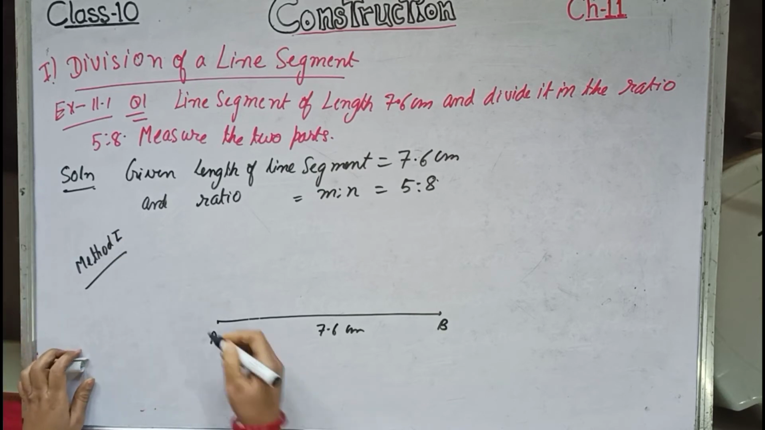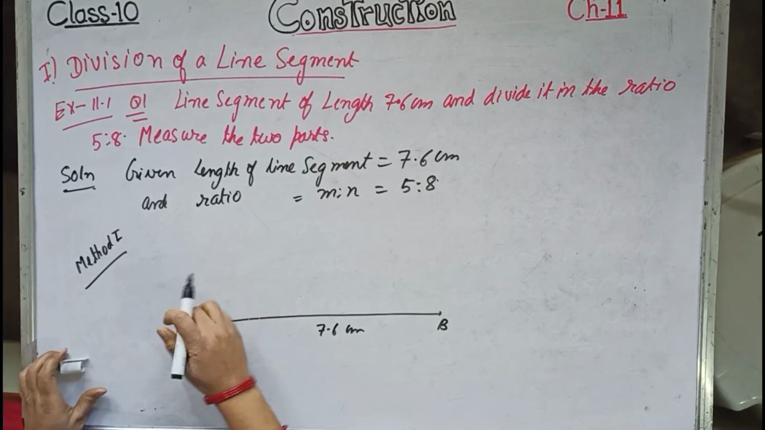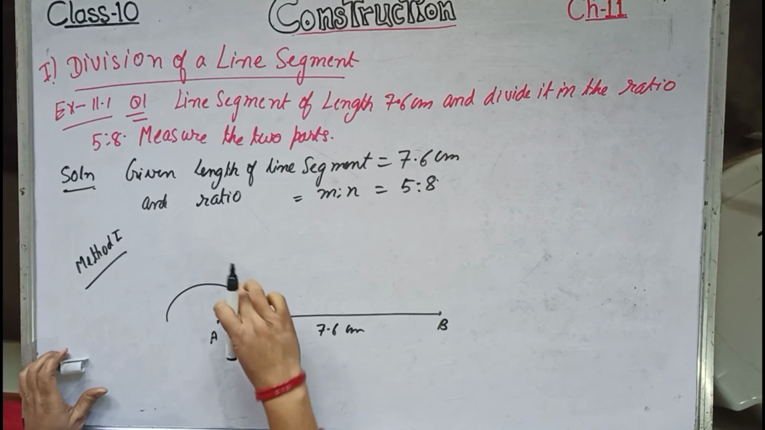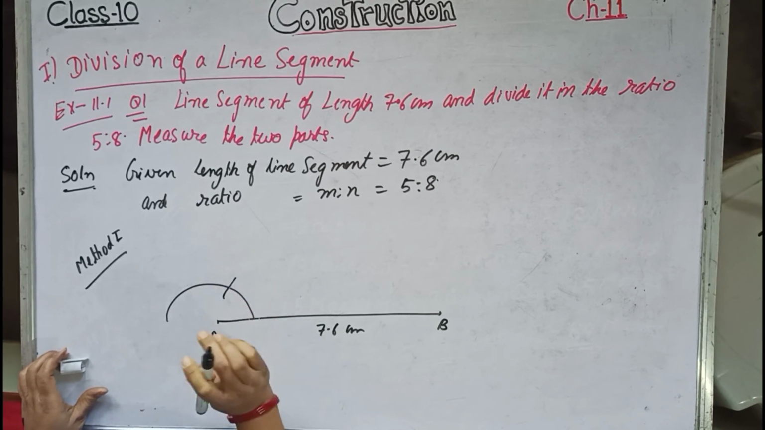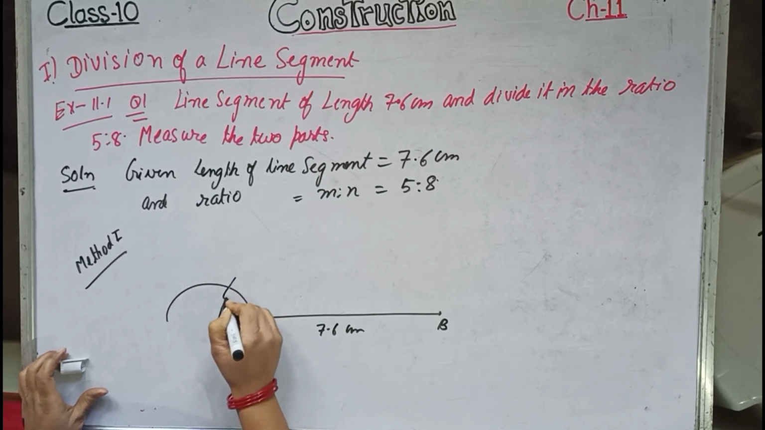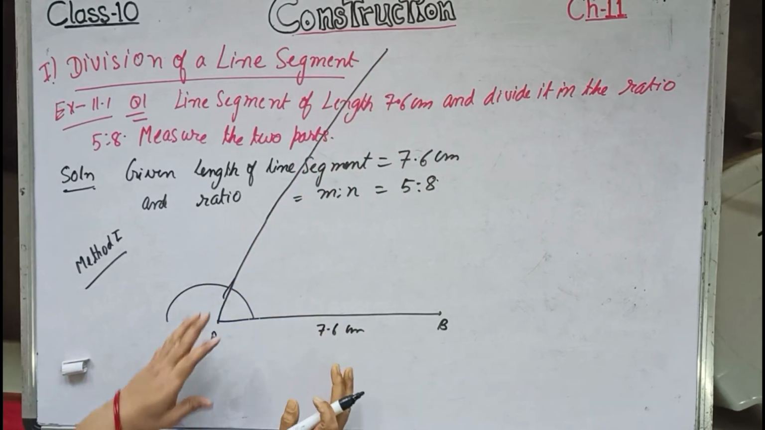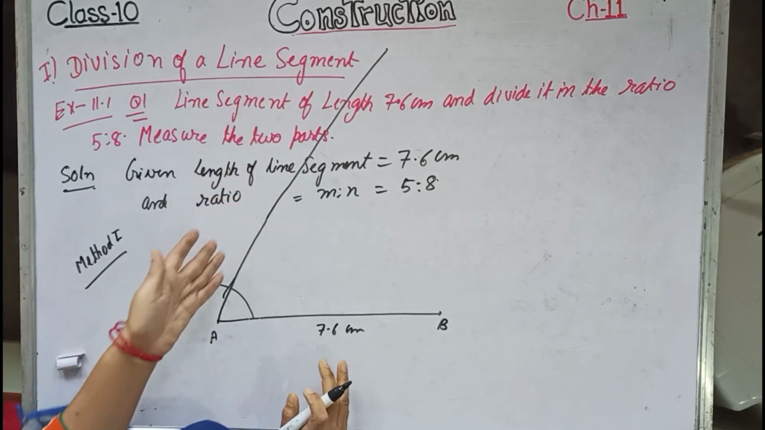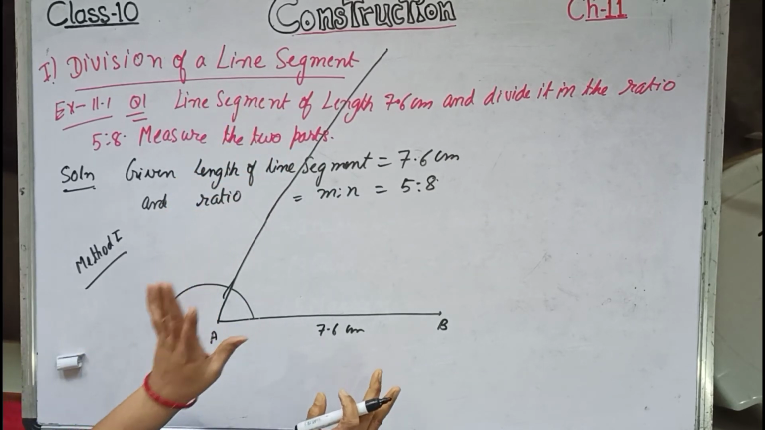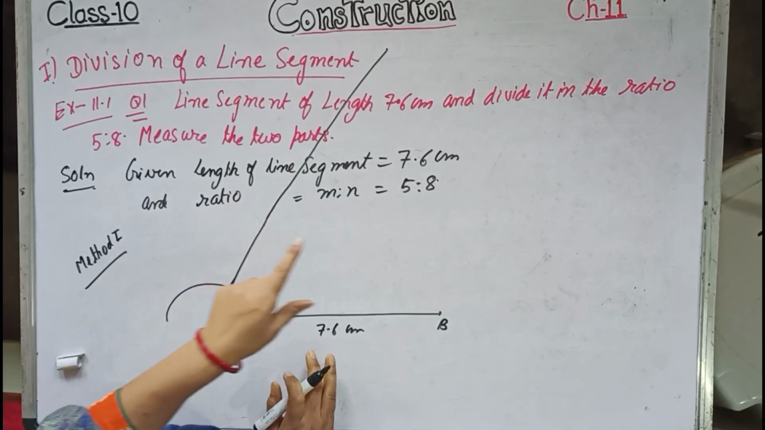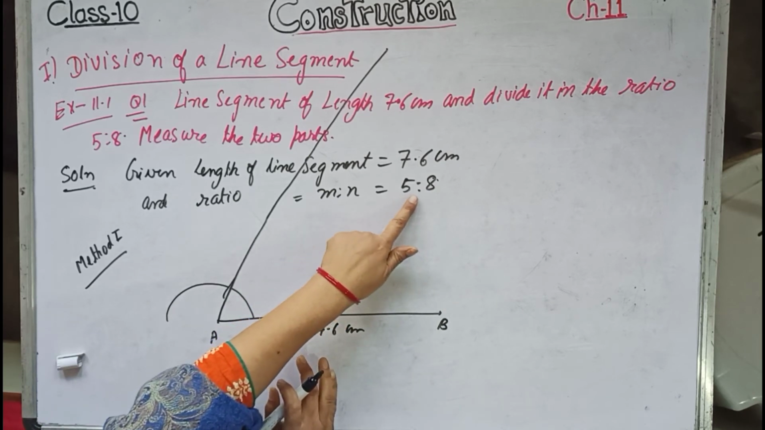What you will do is keep the tip of the compass over here, draw an arc, and draw any acute angle. Any acute angle you have drawn, you extend. Draw it in such a way that it does not cross this written part. I have less space, that's why I have to consider all this. Now the required ratio is 5 is to 8.